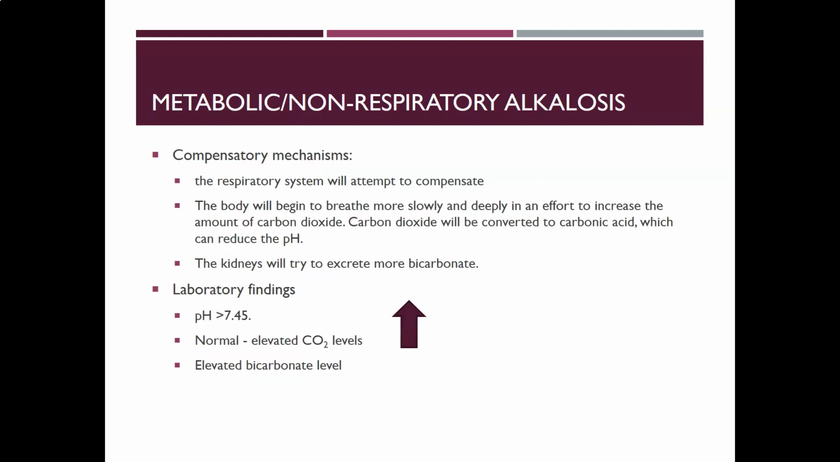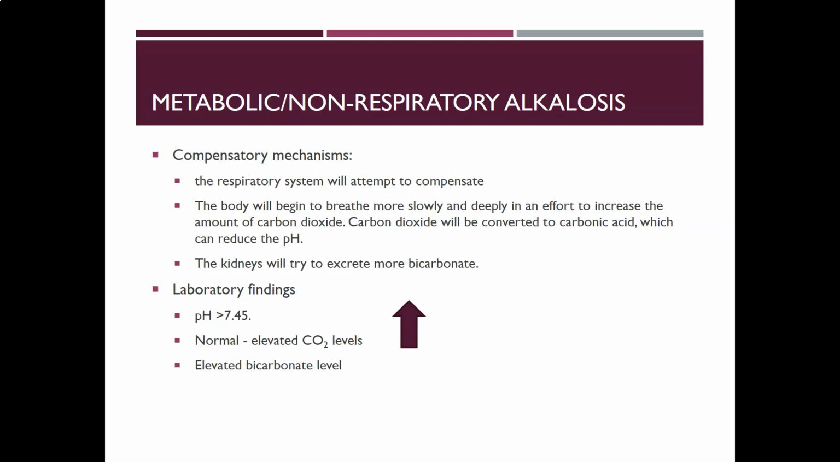For the compensatory mechanisms for metabolic alkalosis, the respiratory system is going to attempt to compensate, but instead of hyperventilating, we're going to hypoventilate, so it's going to breathe slowly and deeply in an effort to increase the amount of carbon dioxide. Again, if you think about carbon dioxide as an acid and we're too alkaline, then we can increase the amount of acids to balance things out, because carbon dioxide is converted to carbonic acid, and carbonic acid reduces the pH. The kidneys will try to excrete the excess bicarb, of course, but again, their action tends to be a little slower.